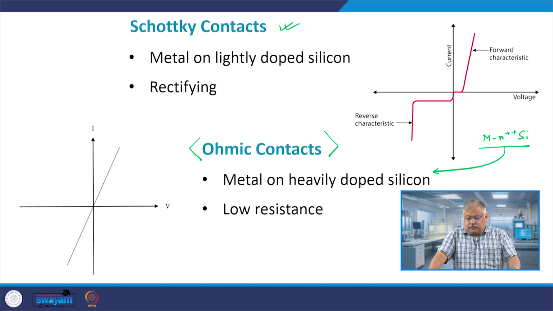Rectifying contact primarily means that the resistance is very low on one side and very large on the other side. As an example, if you look at a PN junction diode, in the forward direction the resistance is relatively low, and on the reverse side the resistance is very high. So, it's basically a rectifying contact, whereas if you take an ohmic contact, the resistance is low across the path in both the forward as well as the reverse direction. So, a Schottky contact will be rectifying in nature, and ohmic contacts will be low resistance. Typically, ohmic contacts are between metal and heavily doped silicon, and Schottky contacts are between metal and lightly doped silicon.